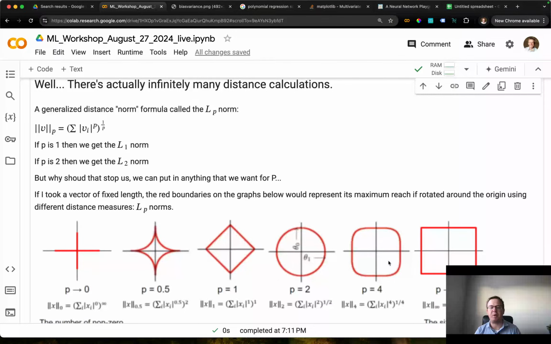Actually, before I talk about this, let's focus on this guy right here, this diamond. This is the L1 norm. What is this diamond really showing us?